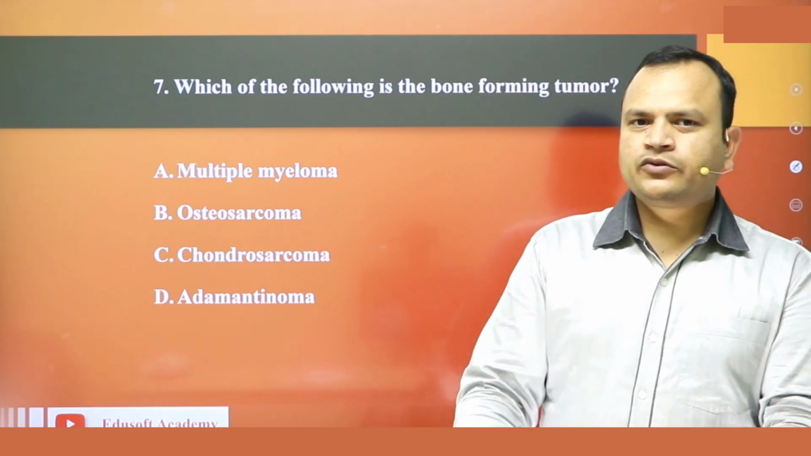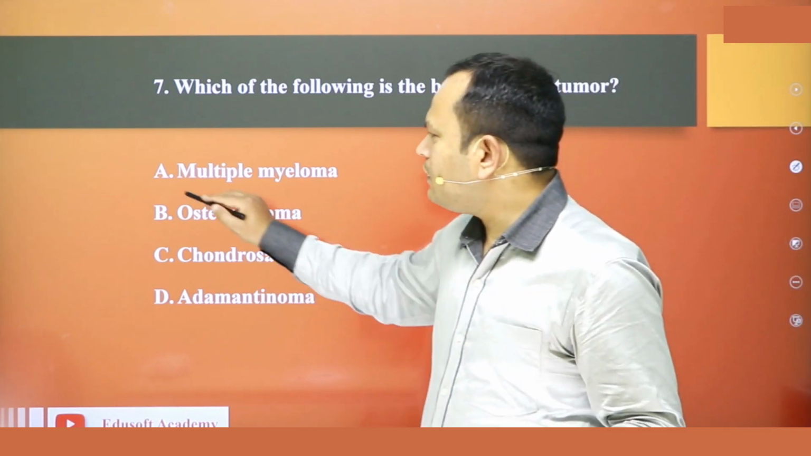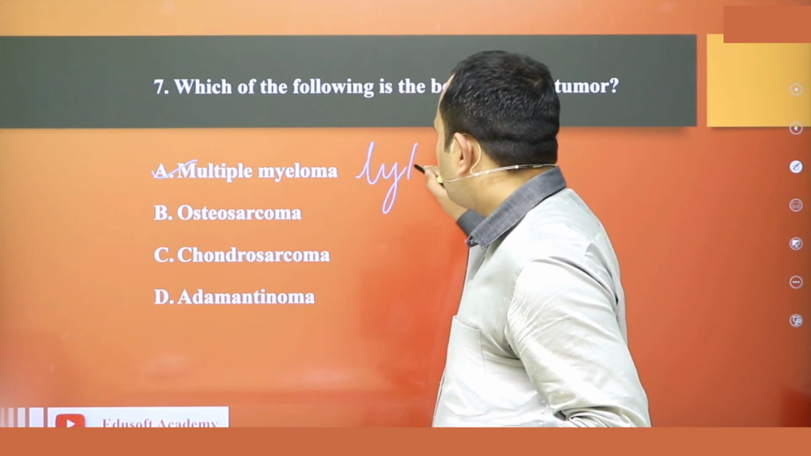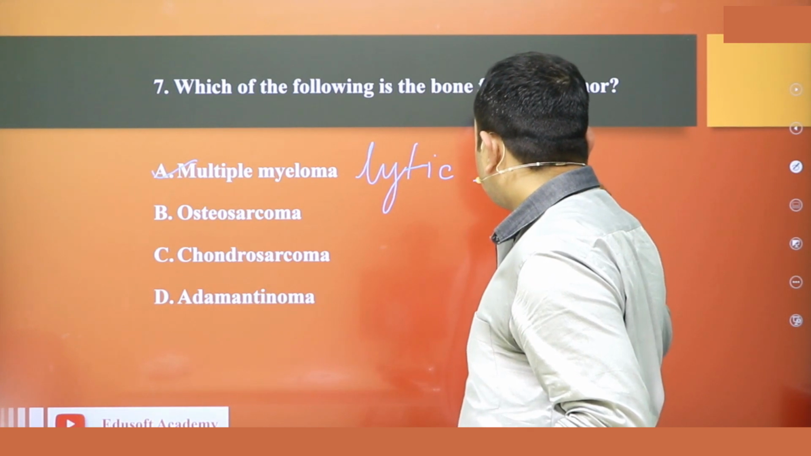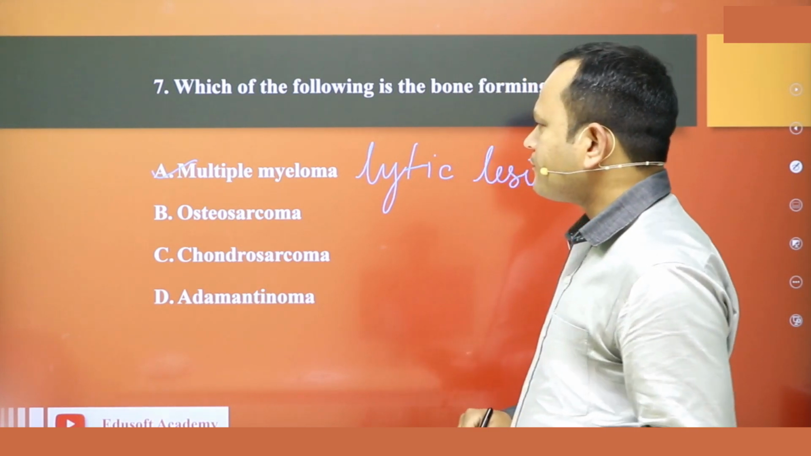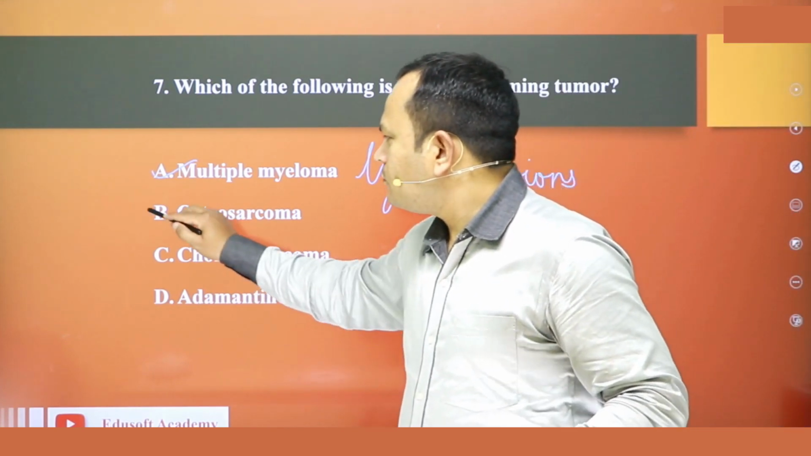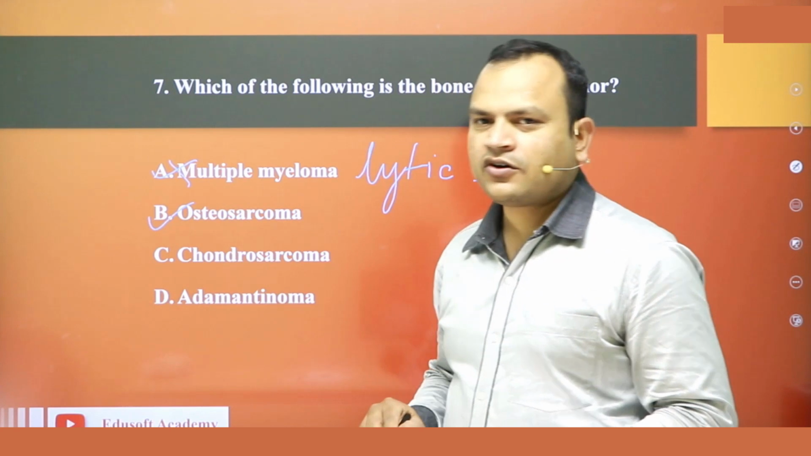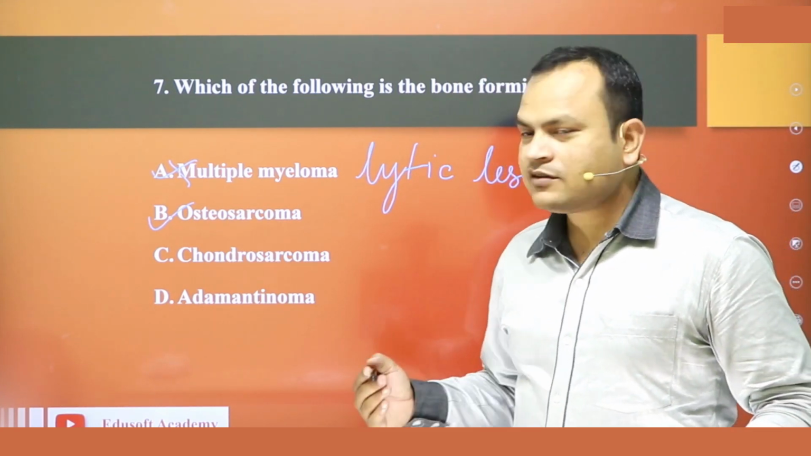Coming to these options, multiple myeloma usually produces multiple lytic lesions. Osteosarcoma is a bone forming tumor, so this is the right answer. The previous one is the wrong answer.